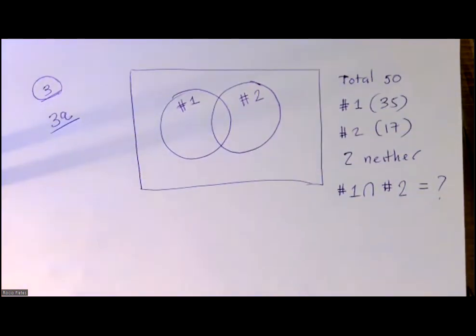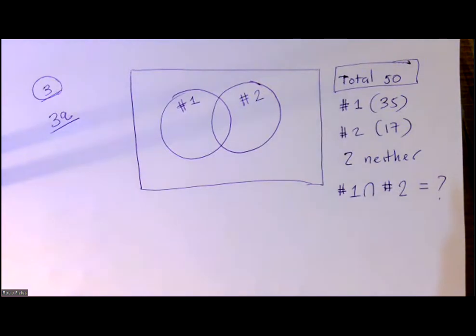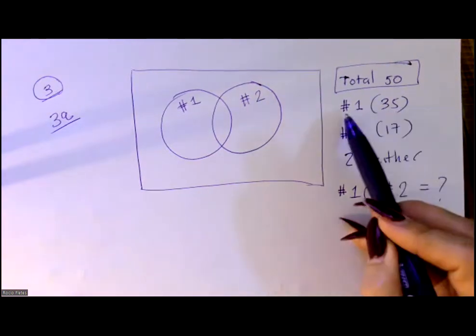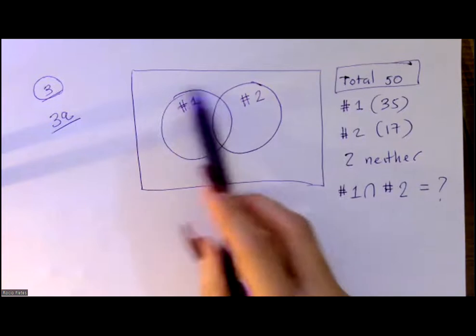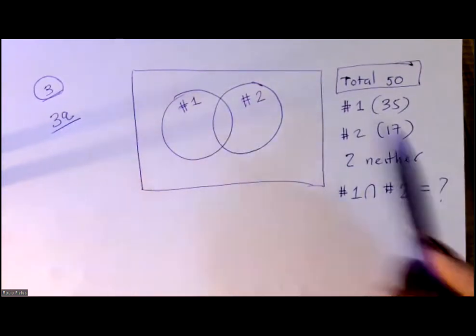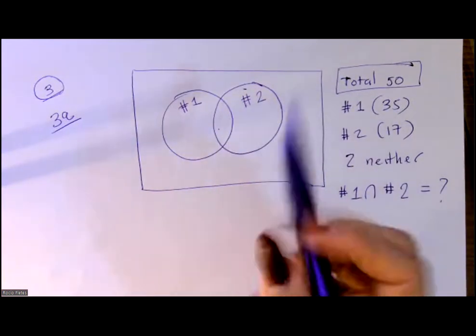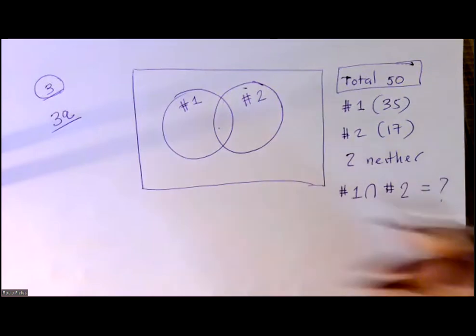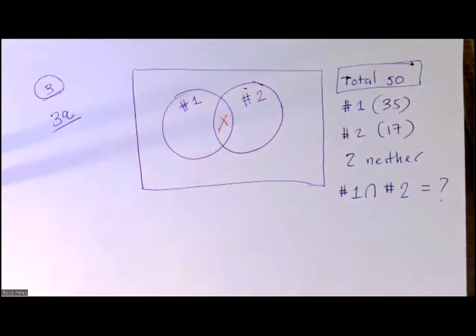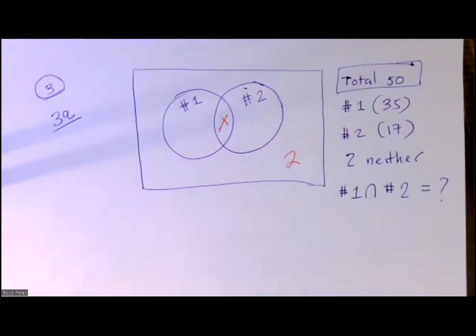Okay, so this is the first thing you want to do. You have a total of 50 people being surveyed. And we know that 35 people answered the first bonus question, 17 people answered the second. We do not know what happened here in the overlap. I'm going to put an X here. How many people answered both? I know that 2 people answered neither one of the questions, so 2 goes outside.